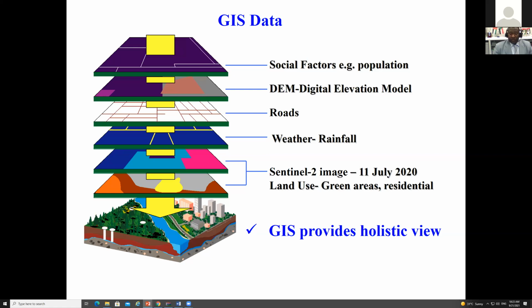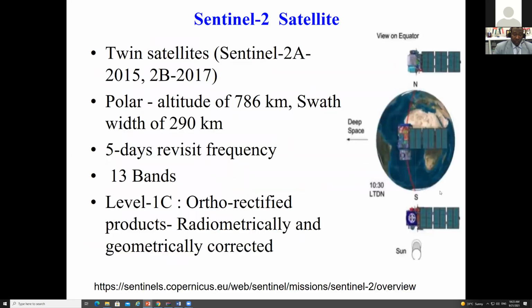We use some data such as population, digital elevation models, roads, weather, and we use Sentinel-2 satellite images mainly because they are available free and with a good resolution in comparison to Landsat. This is a description of the Sentinel-2 satellite. Maybe many of you are already aware, but they are twin satellites. The first one was launched in 2015 and the second one in 2017.